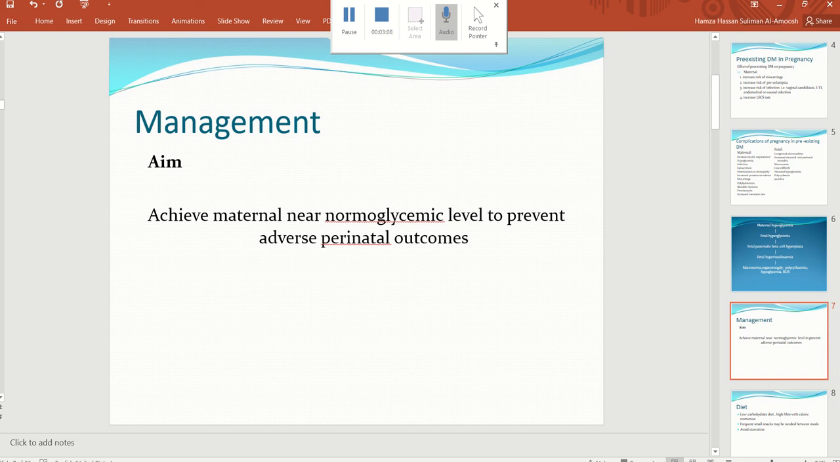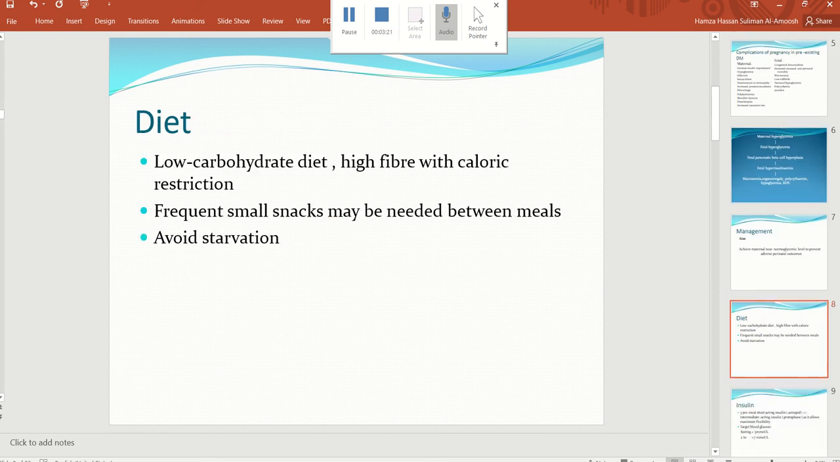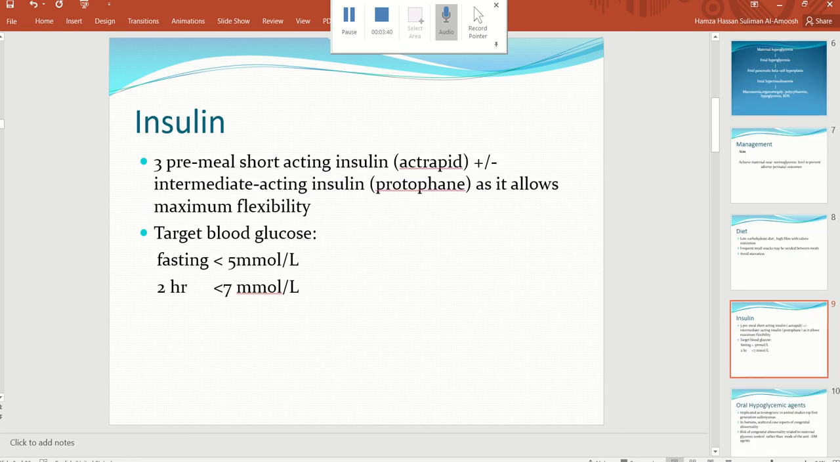The aim of the management is to control the hyperglycemia, which is responsible for everything. So the idea is to have a normal glycemic level to prevent any complication. How do we do that? We start first with diet, with low carbohydrate diet, high fiber with caloric restrictions, frequent small snacks may be needed between meals, and we should avoid starvation. If this doesn't control the situation, then we move to insulin.